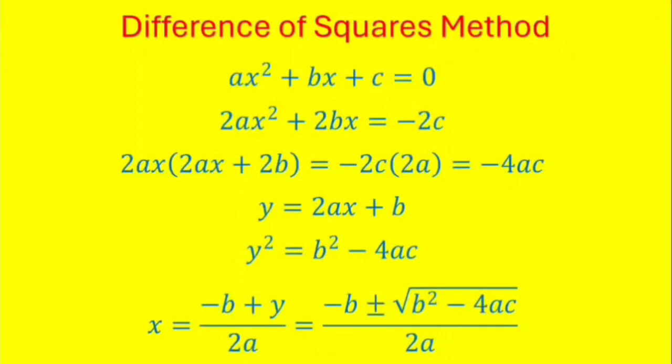The task I've chosen is to take the generic quadratic equation, ax squared plus bx plus c equals 0, and apply both methods to it to see which one comes out with the quadratic formula in the simplest way.